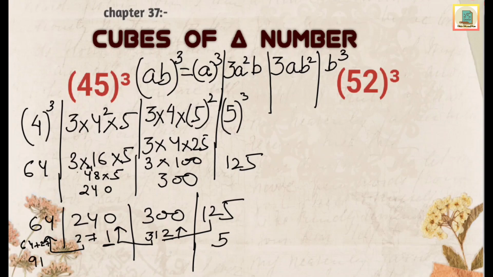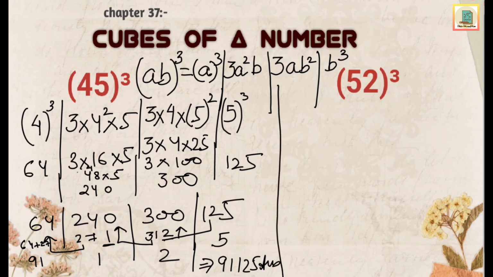In the second last partition, we get 2. In the second partition, we get 1. And here, 91 in the first partition. So the final answer we get is 91125. Now, let's take one more example to understand this method better.